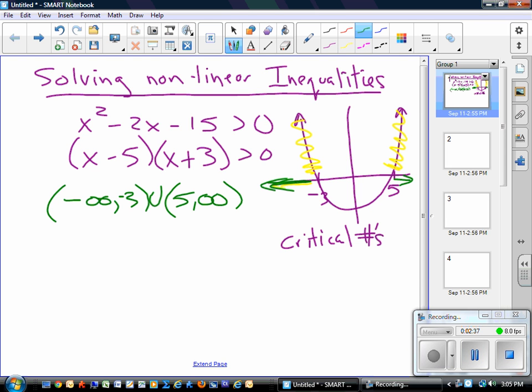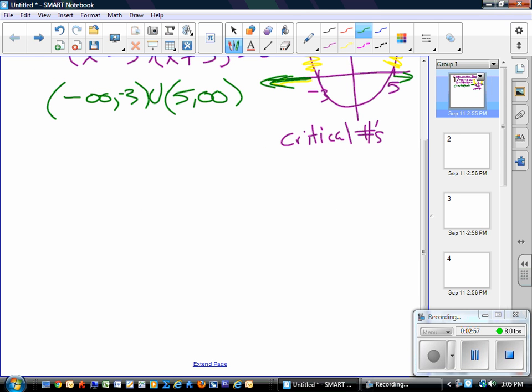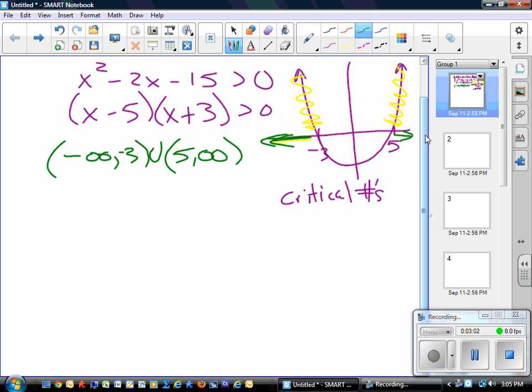Now, how would you do this without actually having a physical graph? Because some of the inequalities we're going to be dealing with today are not as easily graphed as a parabola. You won't actually know what they look like until later in the year. Well, here's what we do. We take a look at our critical numbers, and in this case, our critical numbers are negative 3 and 5. And we put those on a number line.